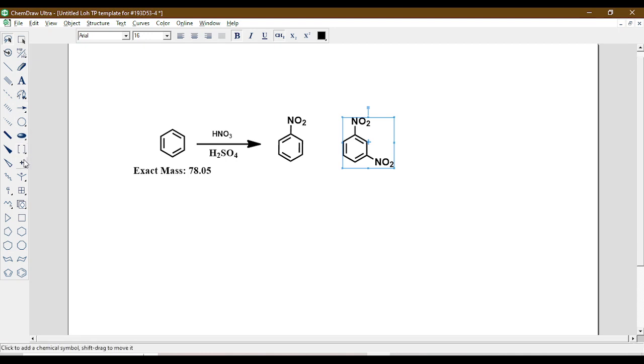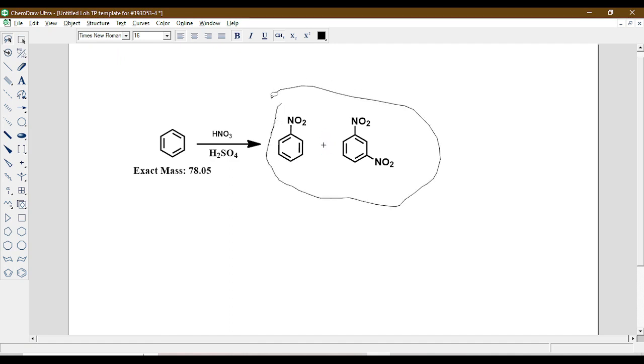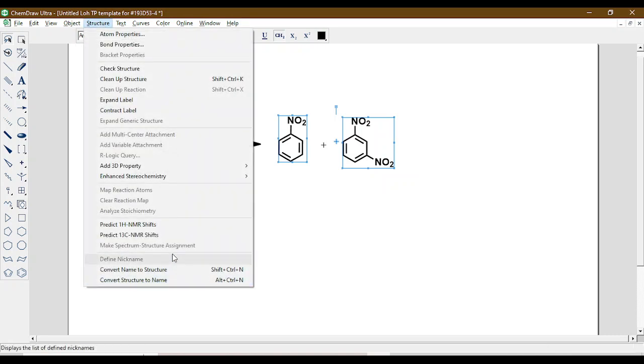I'm going to put a plus symbol. When there is an excess of nitration, when the nitration is not controlled, sometimes you could get this. So this software helps you predict both compounds together. If you have this mixture of compounds in the NMR, what would the NMR spectrum be? Now I'm just going to select only these two molecules and again go to Structures.